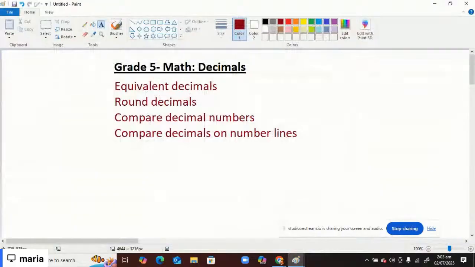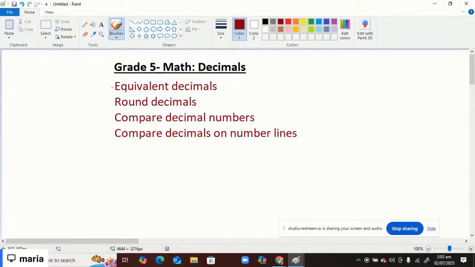So today we are here for grade 5 maths. The chapter we discuss today is decimals. Here is the list of lessons we cover today: equivalent decimals, wrong decimals, compare decimal numbers, and compare decimals on a number line.